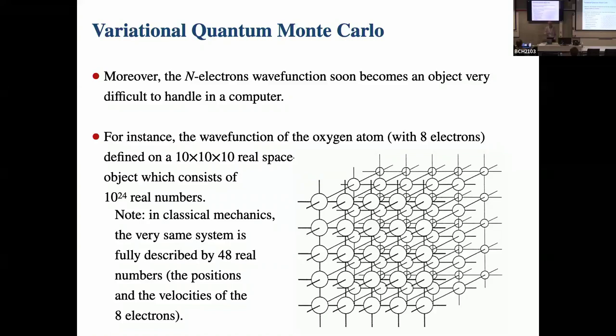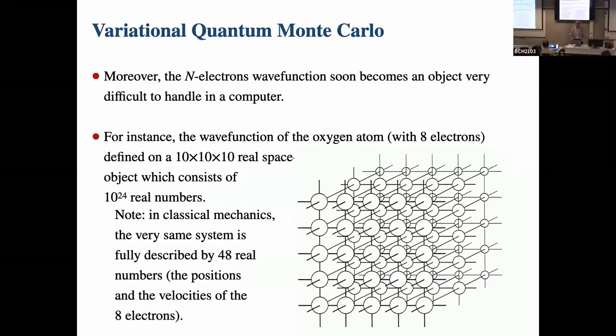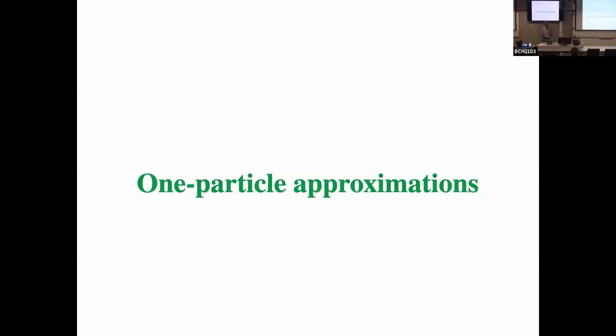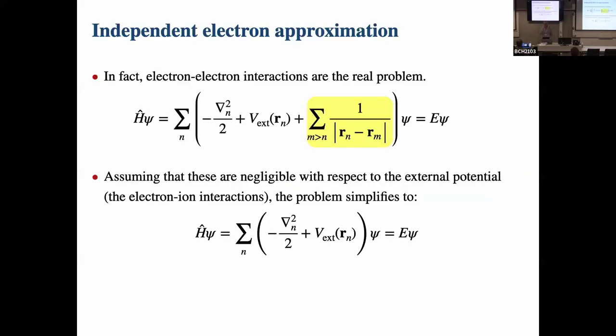So we're quickly very limited by what we can actually do with this approach, okay? And so this is why we want to move away from the n-body wave function and to go in the direction of the so-called one-particle approximation. So the idea is the following: we have to solve this equation, and the term that is really annoying us is the one that I've highlighted in yellow, that's the electron-electron interaction.